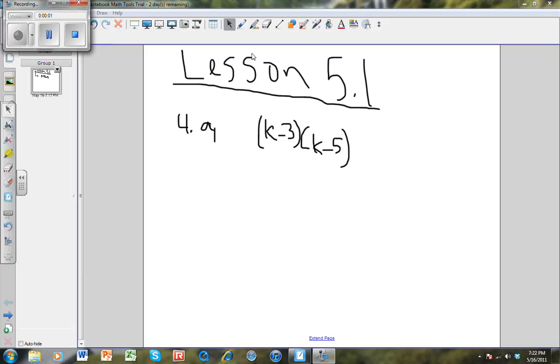So this is lesson 5.1, number 4. It's very similar to the last question, number 3, and we're just going to be doing the same thing here, which is FOILing and then simplifying. So the first thing we do here is we have to multiply k by k, k by negative 5, negative 3 by k, and negative 3 by negative 5. Now I'm just going to do the factors for this.